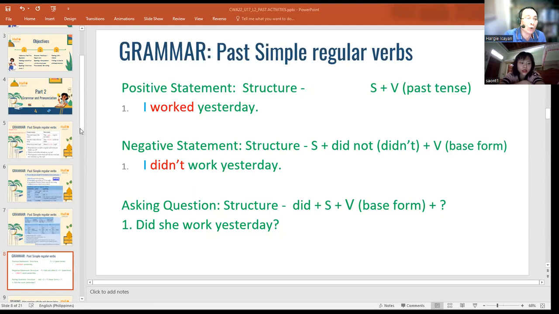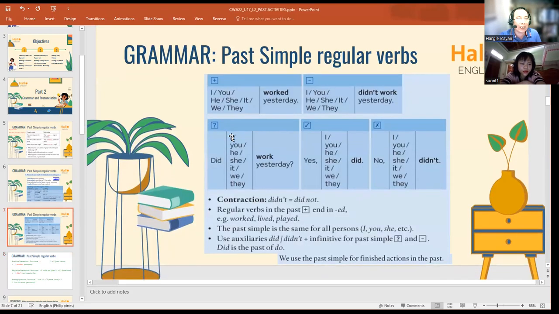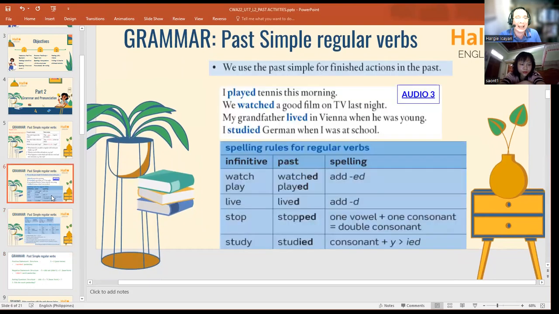Okay, before we start with the continuation of our lesson today, shall we have a review first of what we had last time? We talked about past simple regular verbs, right? In forming the past simple regular verbs, we just add d or ed at the end of the infinitive or the base form of the verb. For example, watch becomes watched.